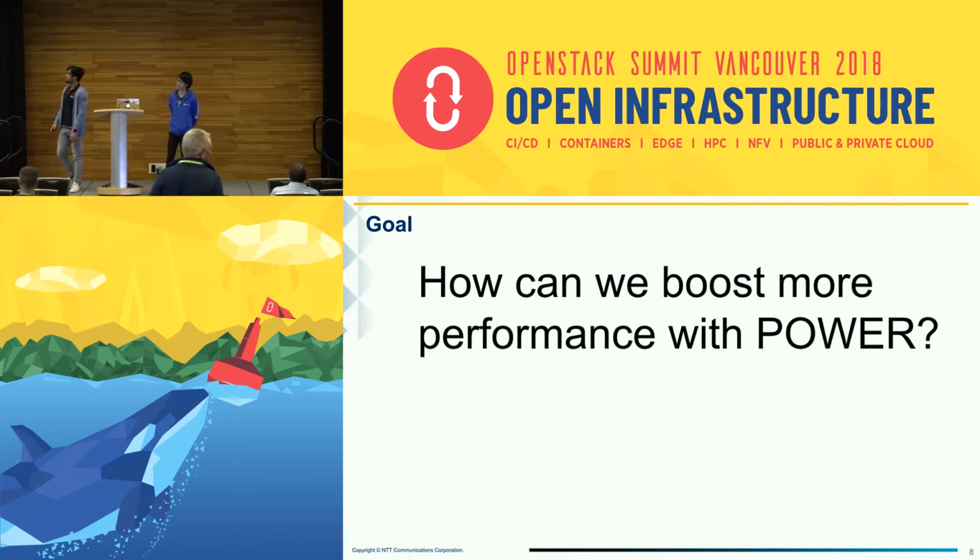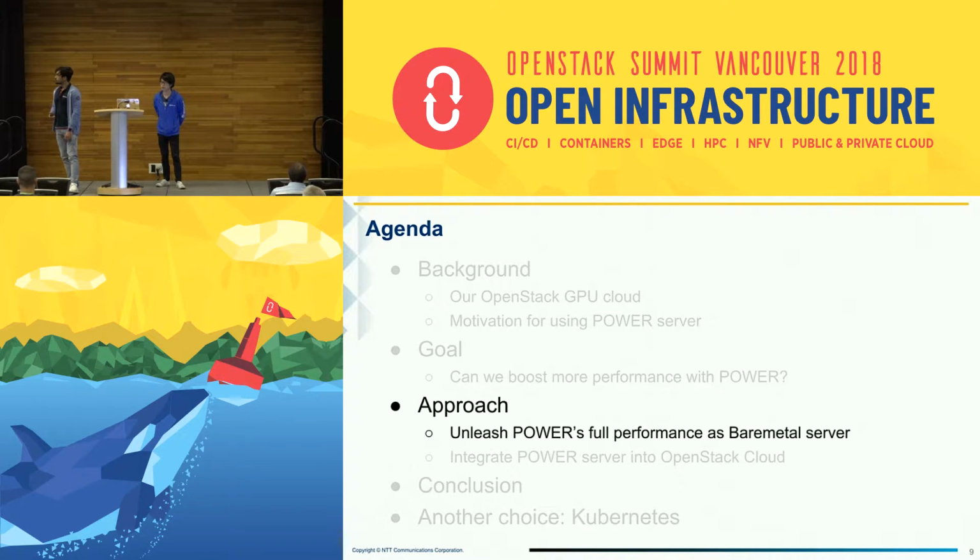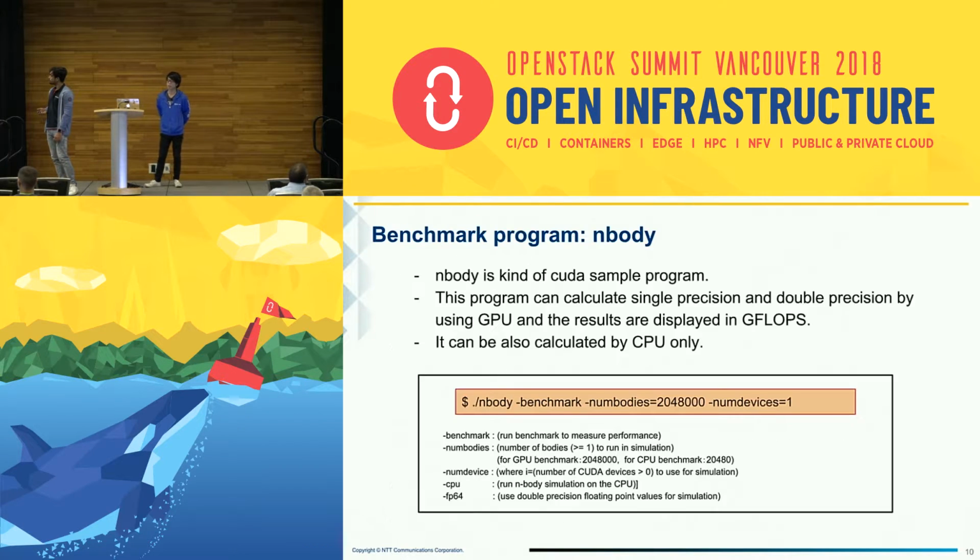So our goal is how we can further boost the performance of the Power system. We have two approaches for that. The first one is to tune up the performance of the Power system as a bare metal server. First we try to benchmark the Power system with nbody. Nbody is a simple CUDA sample program. This is a sample command to run the benchmark. You can also specify the number of bodies and your available devices.